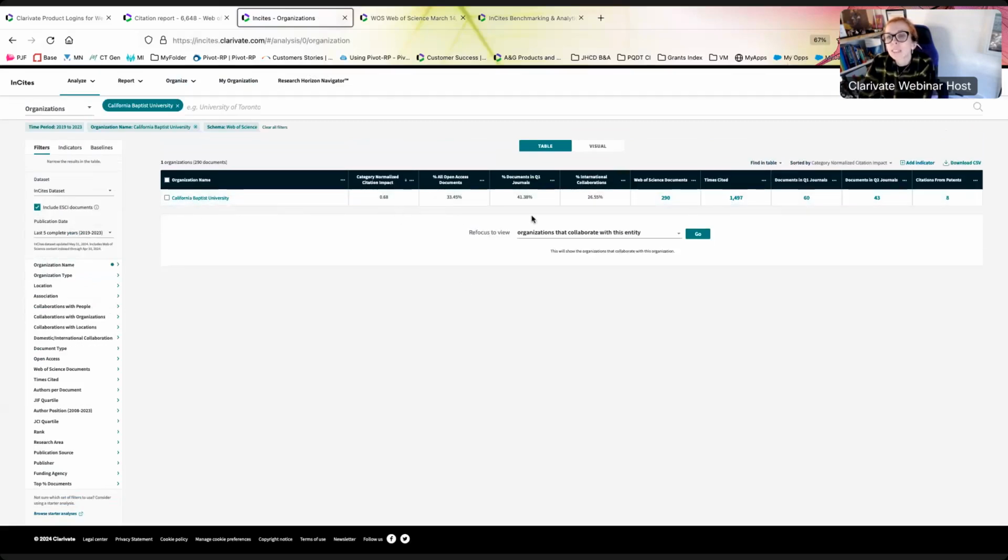So this would be basically all the papers, the 290 papers that they've published in the last 5 years, including Emerging Sources Citation Index papers, and then all the metrics that you can look at. I'm going to show you how many indicators there are in Insights. This list is all the indicators that you can look at, including how many documents they have in quartile 1 journals. These are JCR metrics. And as you keep going down, there's impact metrics, so percentage of documents cited, journal normalized citation impact and all that, citations from patents, and then collaboration metrics. So it's a very, very vast list of metrics.